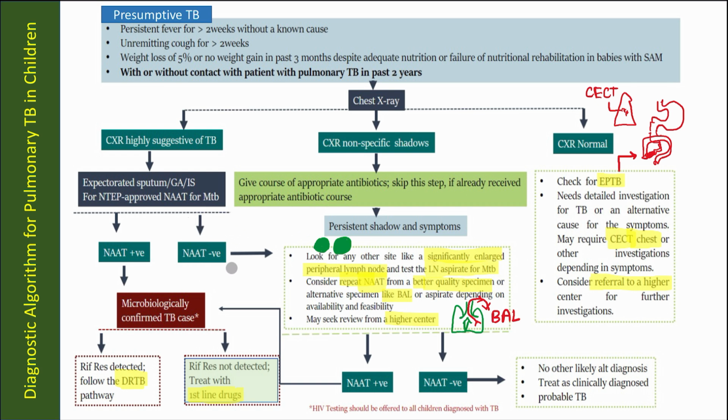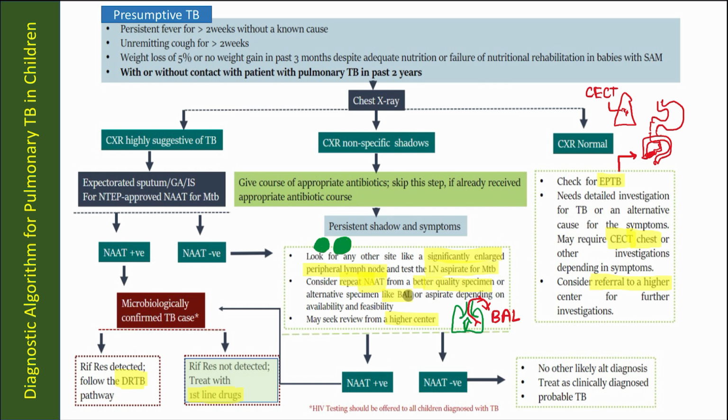And what could be the possibility that NAT is negative when your chest X-ray is already highly suggestive? Look, suppose the TB is not present primarily in the lung, it could be present in your lymph node. So therefore, look for significantly enlarged peripheral lymph nodes. Or in some case scenarios, TB is primarily present in the chest, but still your CBNAAT, that is your nucleic acid amplification test, is not able to find it out.